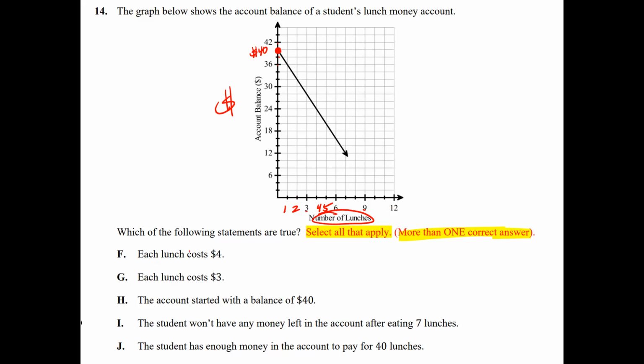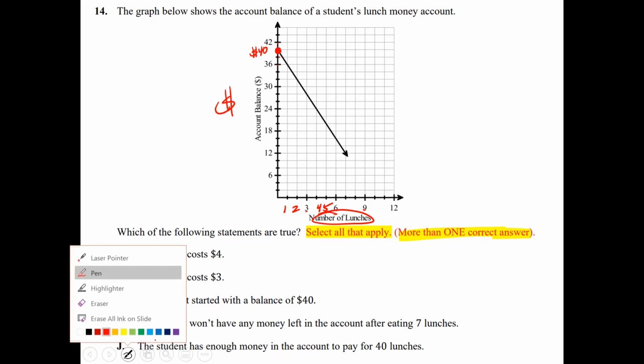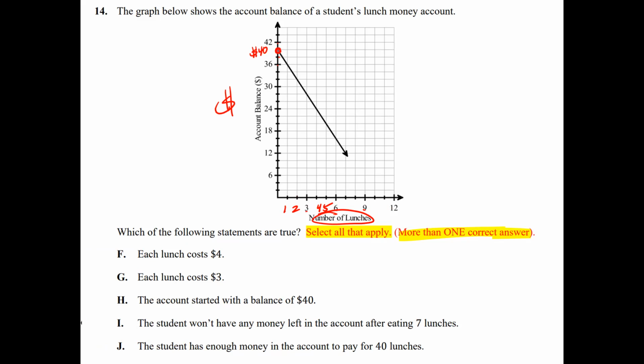And here it says each lunch costs $4. Well, how do I know it's $4? Well, from 40 to here, do you see how I'm going from 40 to 36? What's the difference between 40 and 36? Because it does give you 1 lunch. Well, isn't the difference 40 minus 36, $4? So lunch costs $4 is correct. So I'm going to circle F. That is definitely one of the answers.